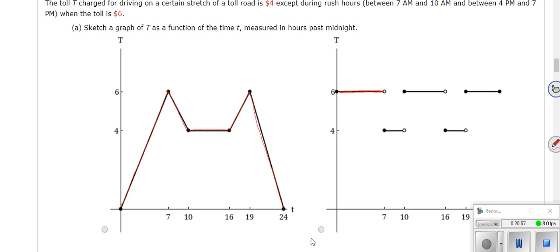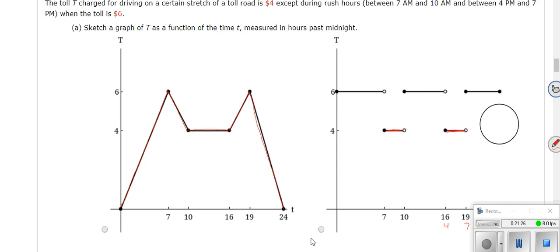If we look, this one over here says the cost of the toll is $6 from, I don't know, midnight to 7 a.m. And then from 7 to 10, it goes down to $4. Now notice this is military time down here. They have 16 and 19. This is 4 p.m. This is 7 p.m. So from between 10 and 4, it goes back up to 6. Between 4 and 7, it goes down to 4 and then back up. Is that what they were talking about? No, it is just opposite.